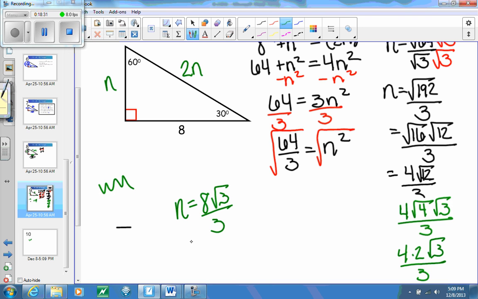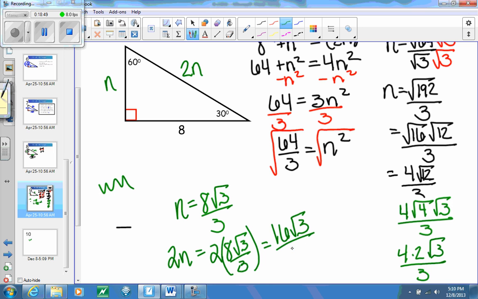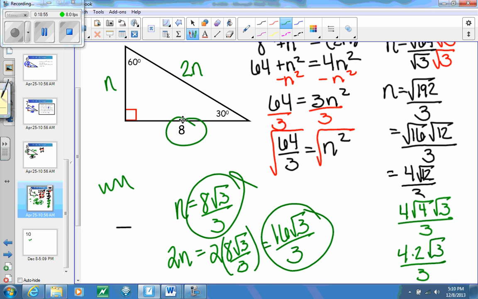If we double that, if we take 2 times that to find out what our longest side is, so 2n is going to equal 2 times 8 square roots of 3 divided by 3. This is going to end up giving me 16 square roots of 3 over 3. So we have our shortest leg, we have our hypotenuse, we have our longest leg. Those right there are the 3 sides to our 30, 60, 90 triangle.